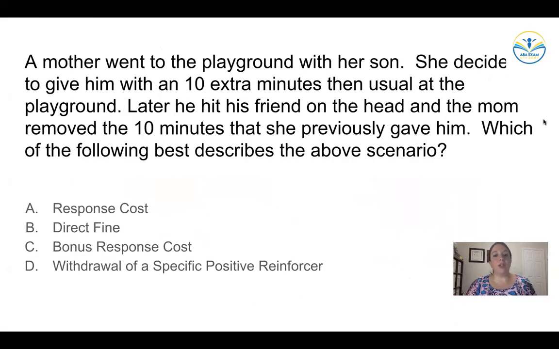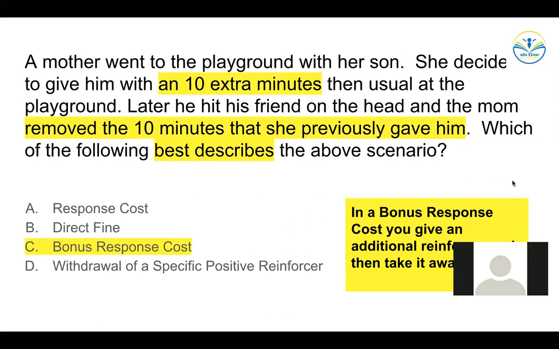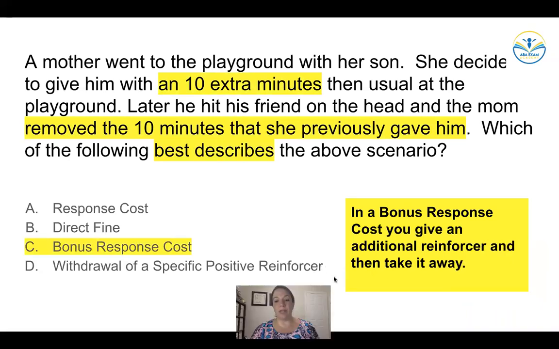All right, a mother went to the playground with her son. She decides to give him an extra 10 minutes than usual at the playground. Later, he hit his friend on the head and the mom removed the 10 minutes that she previously gave him. Which of the following best describes the above scenario? A, response cost. B, direct fine. C, bonus response cost. Or D, withdrawal of a specific positive reinforcer. D. Oh, no, sorry, C. C, okay, C. Good, I like that you corrected yourself. All right, so yes, in a bonus response cost, you give an additional reinforcer and then take it away. Very good.